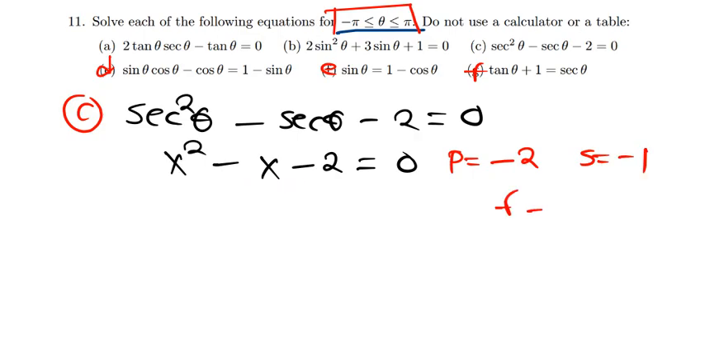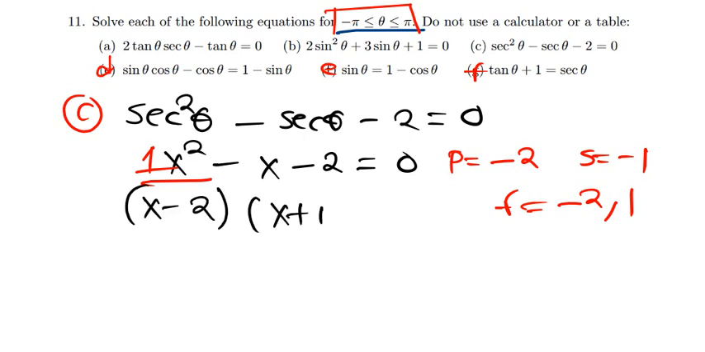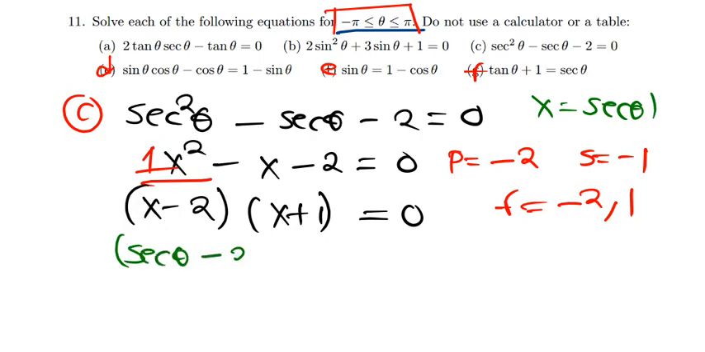What are the two numbers we can multiply to give us negative 2 and add to give us negative 1? Negative 2 and 1. Whenever you've got a coefficient of 1 there, don't waste a lot of your time, just get the factors. So you're going to have x minus 2 and x plus 1. We factorized. We said let x be equal to secant of theta, so you can bring back secant of theta. So we have secant of theta minus 2, times secant of theta plus 1, equal to 0.